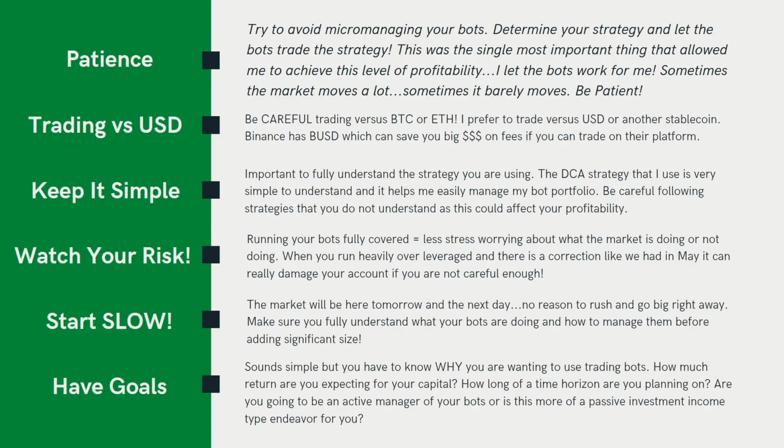And I try to preach that as much as I can to my community, because patience is what keeps you in the game. So I really try to avoid micromanaging your bots. You have to determine your strategy, and you let the bots trade the strategy. If you're going to use the trade alt strategy, for example, you've got to be really patient and let the bots do their thing. This literally was the most important thing that allowed me to achieve 100K: patience. If I didn't have patience, I would not have made anywhere near 100K profit, I promise you. Because I let the bots do their job.